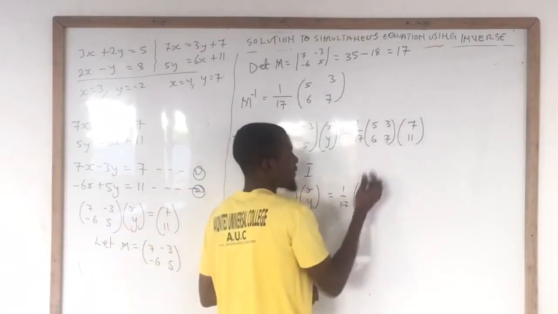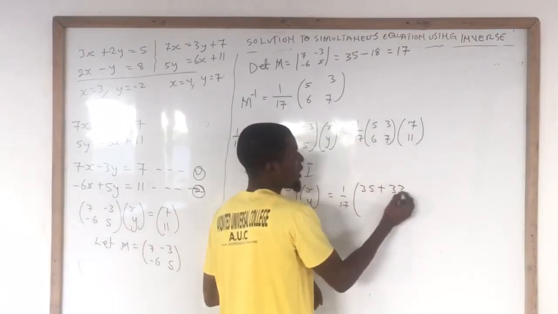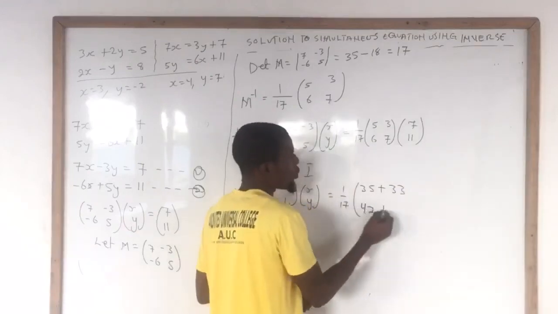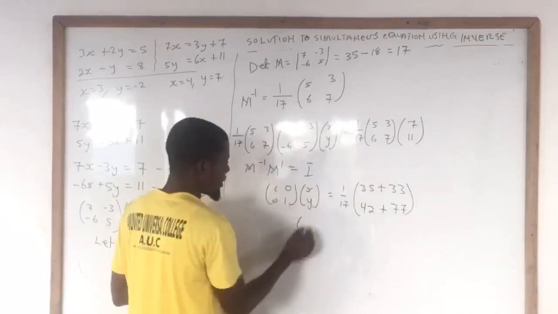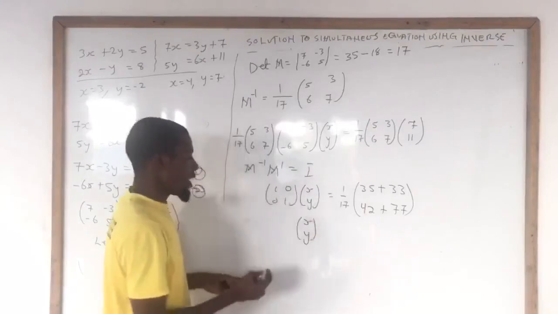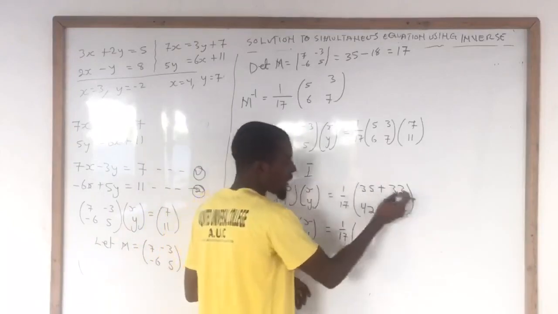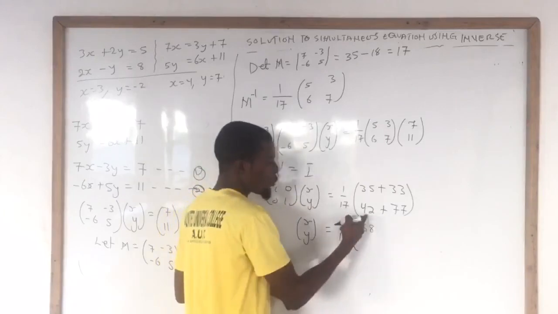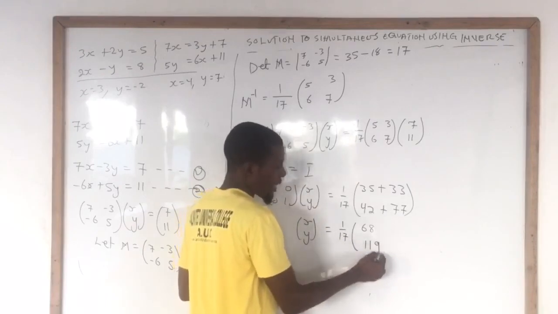Expanding this one, 7 times 5, 35, right? So we have 35 plus 3 times 11, 33. And then we have 6 times 7, that will give us 42, plus 7 times 11, 77. So at the end, this gives us xy, because any variable when it multiplies a unity matrix, you get identity. So equals, I have 1 on 17. Now 35 plus 33 is going to give me 68. And then 42 plus 77 is going to give me 119, I think.